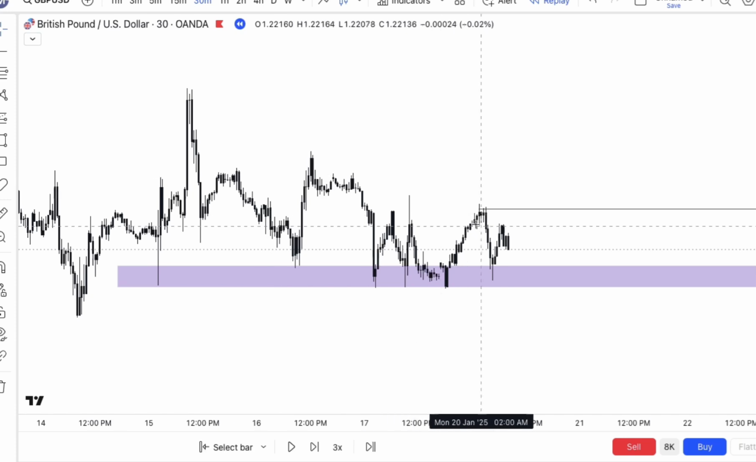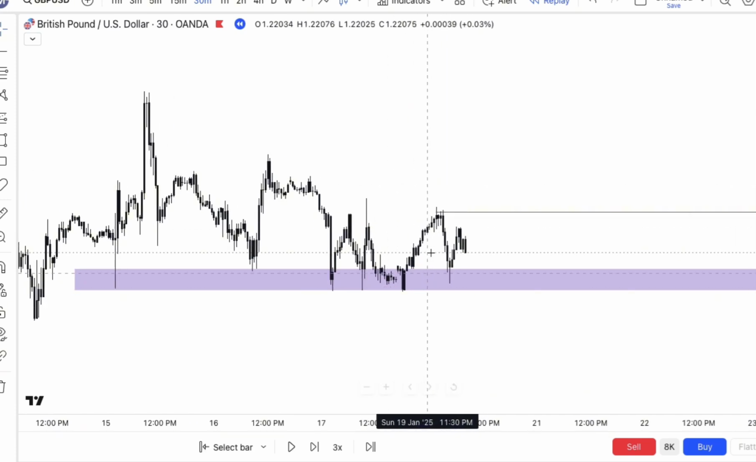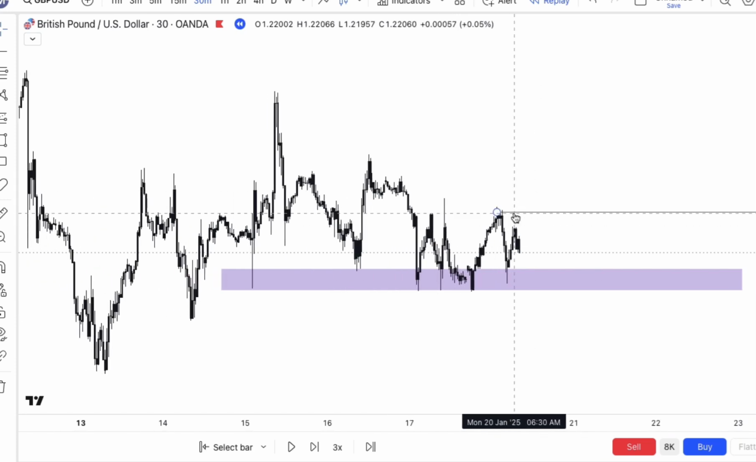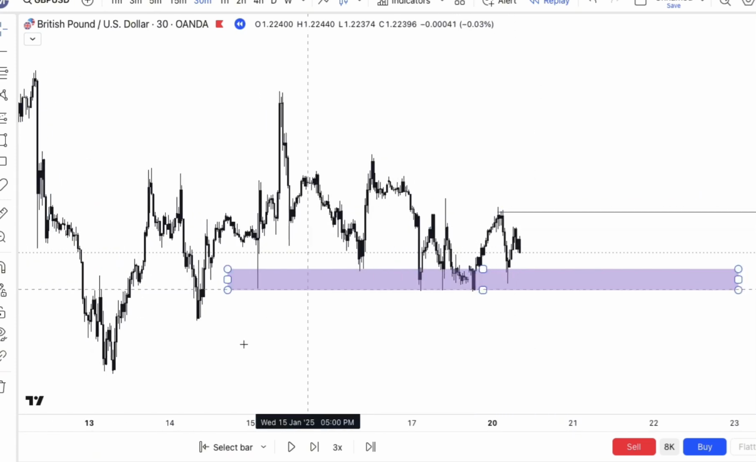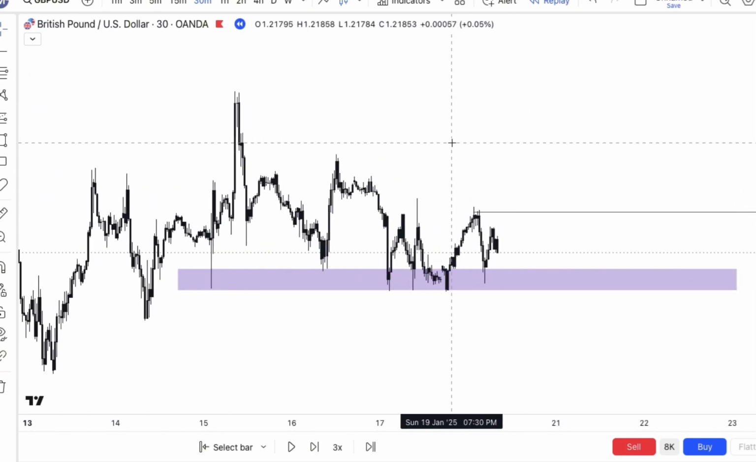So let's just say we're at a support zone. Okay, we want to enter in for buys. So what do we need to happen? We need high points to be broken to confirm price is truly bullish. Okay, so we are going to identify a high, right?